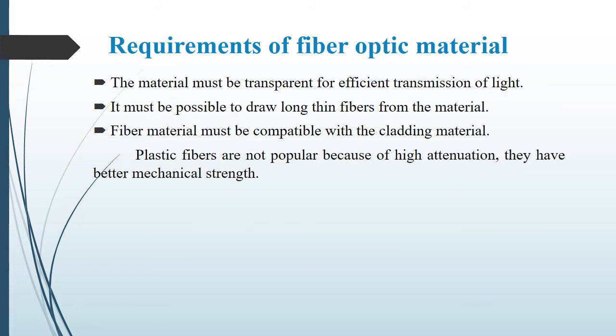So some of the requirements of the fiber optic materials are: it is transparent for efficient transmission of light, and it must be possible to draw long thin fibers from the material. It must also be compatible with the cladding material. Most of the plastic fibers are not popular because they have high attenuation. So most glass materials are used here, as they have better mechanical strength.